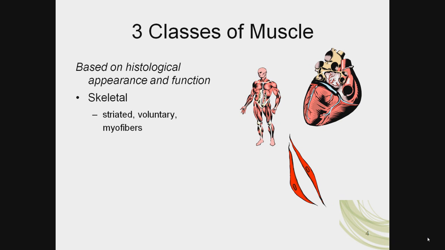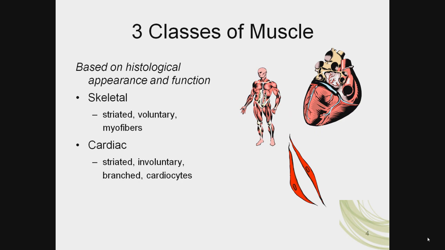It's voluntary. That means that you have conscious control over it. And we're going to talk about these myofibers. These are actually the cells. Is it branched? What shape do they have, for example? And I need to cover that.